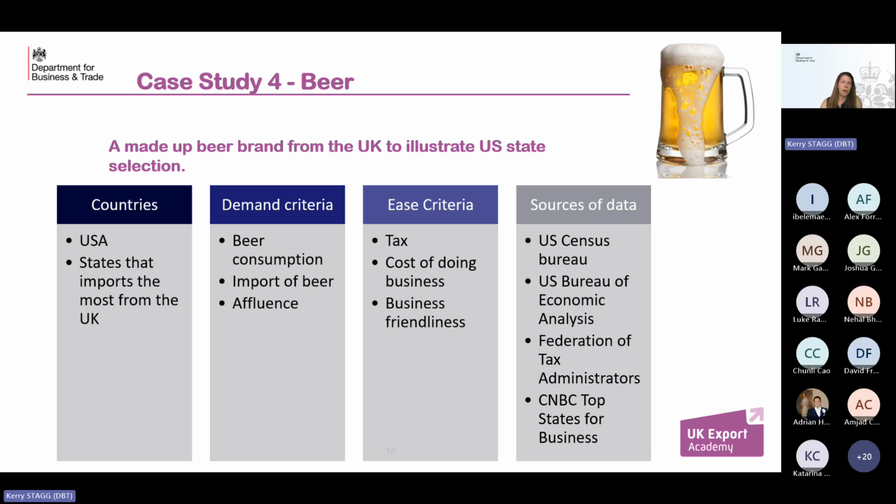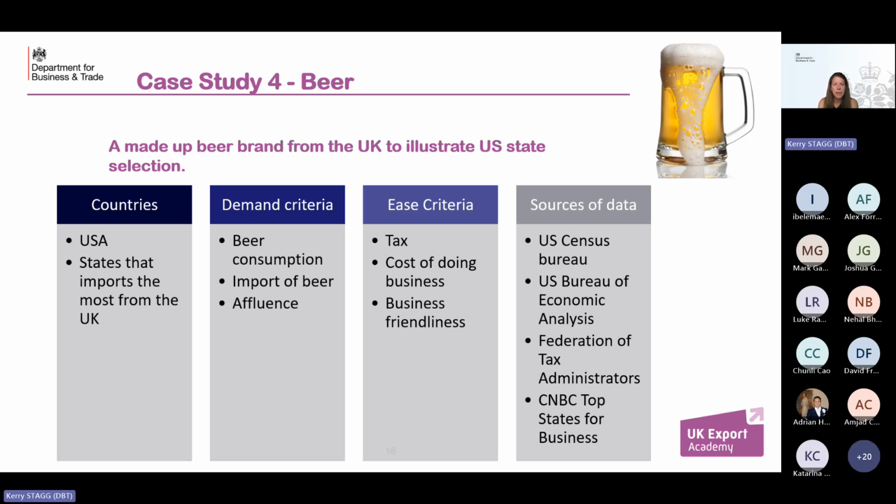We looked at, in terms of demand criteria, beer consumption, also import of beer to each of those states, and also affluence, because we're talking about quite a premium product. And then in terms of ease, really it's around taxes, because they can vary quite considerably by state, so sales taxes and federal taxes, and then the cost of doing business. So if we were thinking about setting up in the US and how much that might cost, and also business friendliness. So our nice craft beer, we want to have a welcoming and easy time of it in terms of the friendliness of local businesses.